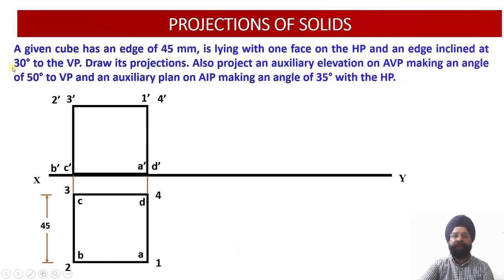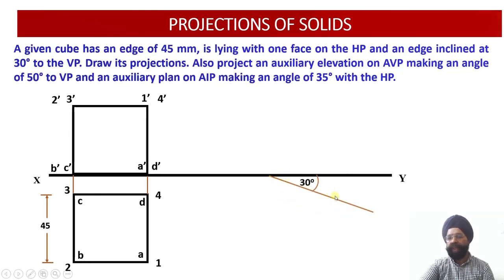Now we are provided with the information that one of the edges of this cube is inclined at an angle of 30 degree to the vertical plane. So this is an inclined cube whose projections on the AVP and AIP are to be obtained. So first of all, let us obtain the projections of the inclined cube. So please check.